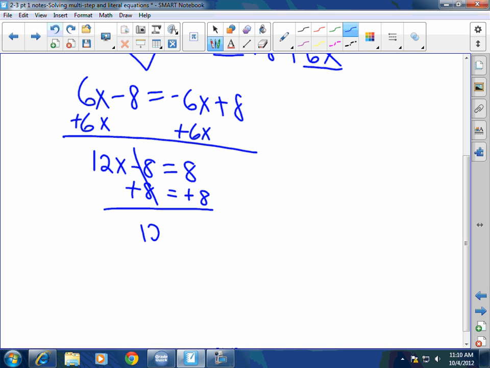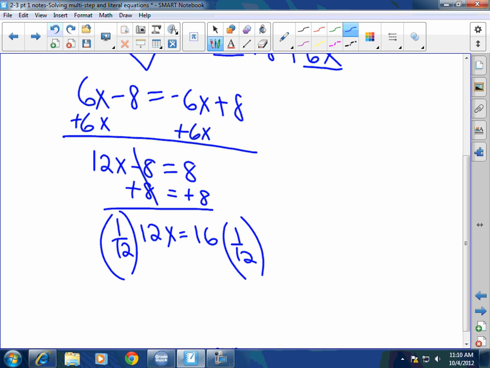12x equals 16. Now, how do I get x alone here? Properly say it. Wrong. You do not multiply. Oh, wait. Let him finish. I may have cut him off. You multiply by the... Okay. I cut you off. Sorry. He's dividing by 12, but basically he's multiplying by the reciprocal, which is 100% right. Thank you. Good job.